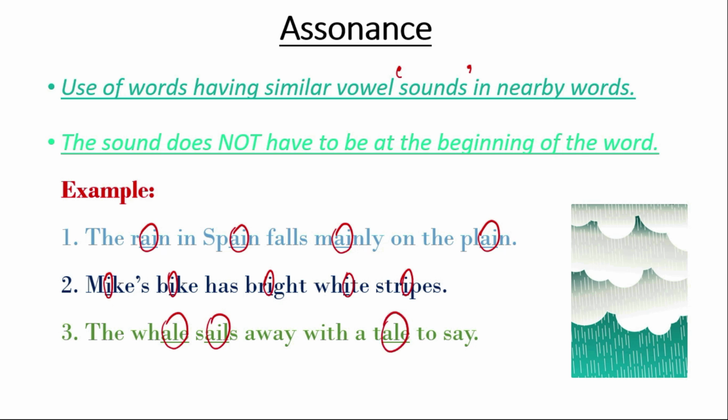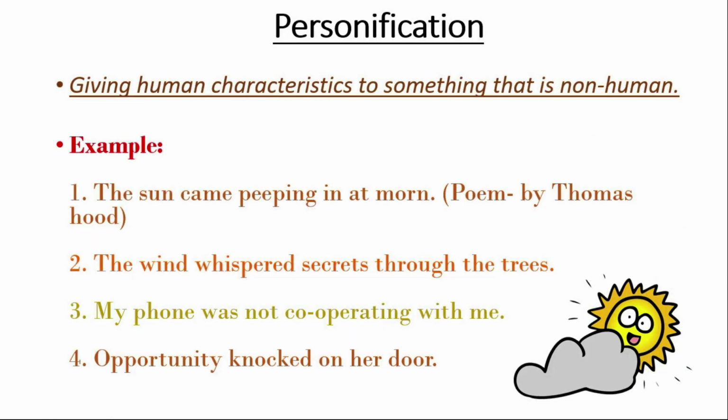So vowel sounds are repeated here in these sentences. So that is called assonance. They needn't be at the beginning of the word, it could be anywhere in between. So you can find assonance in poems, where usually for rhyming effect they use it. So we have completed assonance. Let's go to the next one, which is personification.